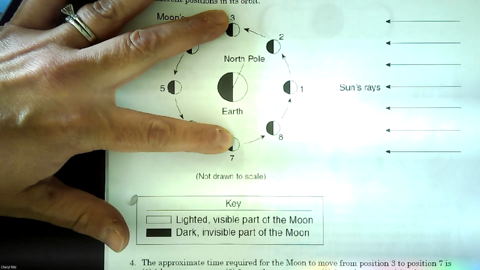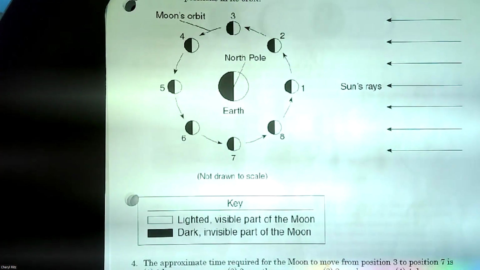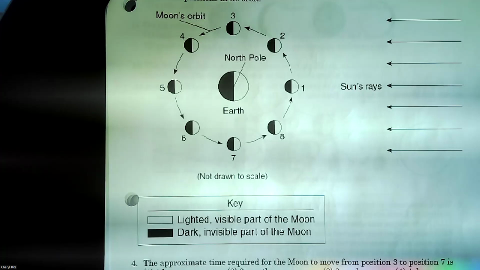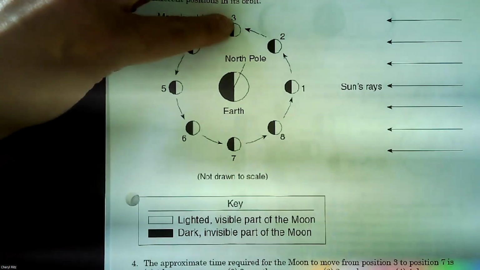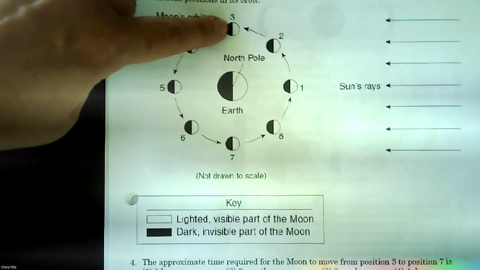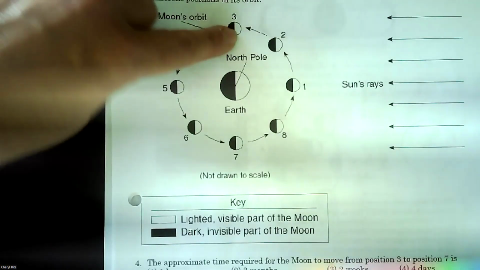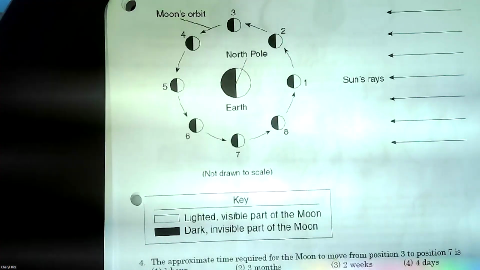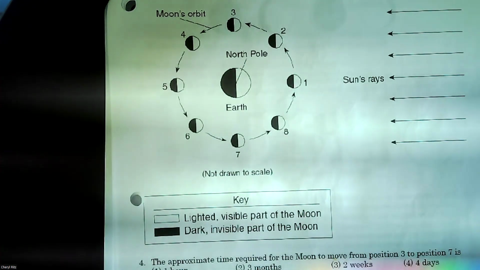Okay, I'm seeing a couple different answers. The two answers I'm seeing, one of them is correct. Let's break this down. So it's asking to get from 3 to 7. By the way, how long would it take to get from 3 to 3? Almost a whole month. What'd you say?